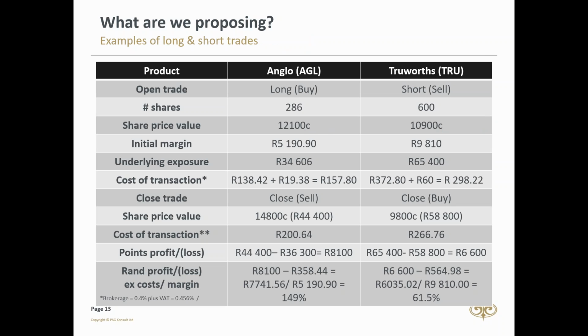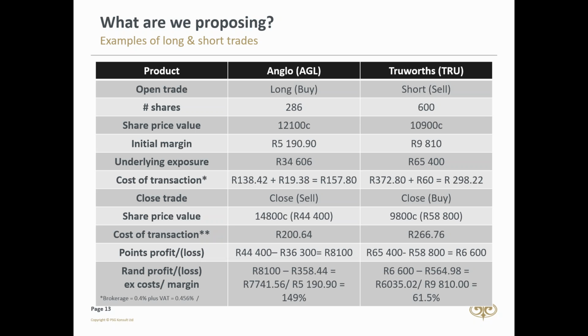So now let's look at some of the associated costs when trading CFDs. If I'm going to buy 286 Anglo shares in my long example at a price of 121 Rand, a 15% margin would be 5,190 Rand, so my exposure is going to be 34,000 Rand. The cost of trading CFDs through the organization is 40 basis points or 0.4% on the notional.